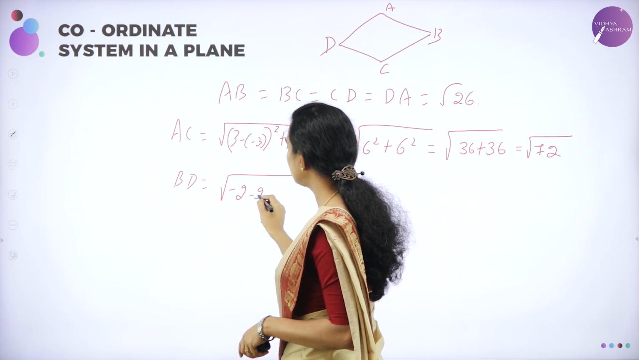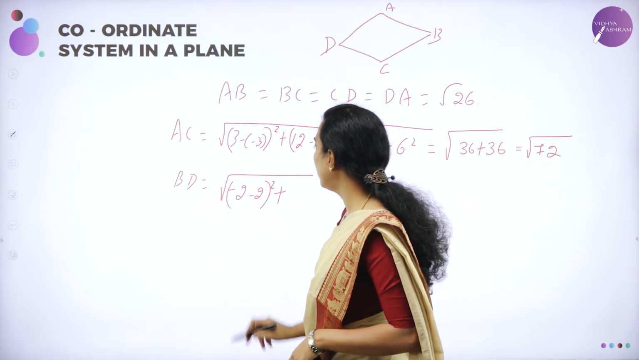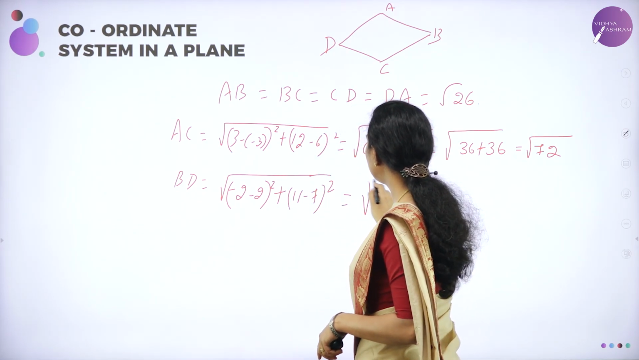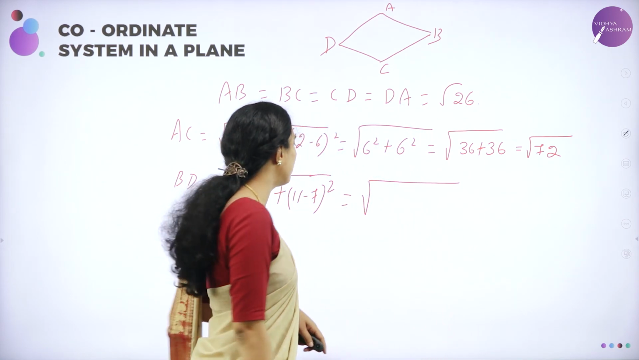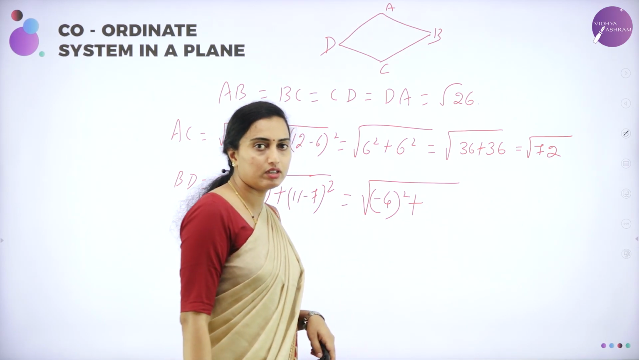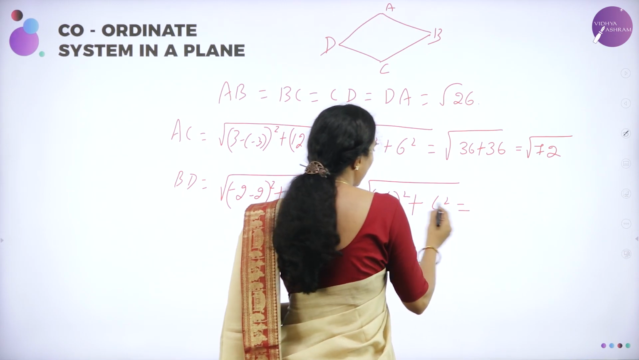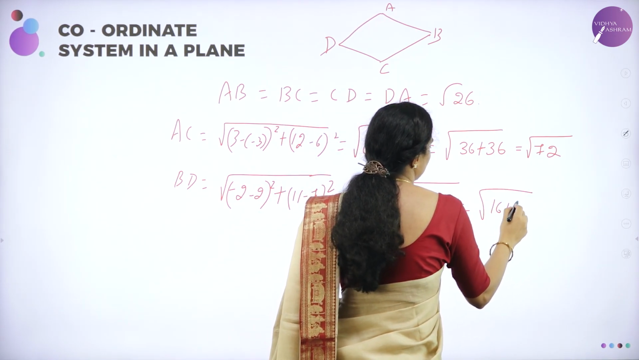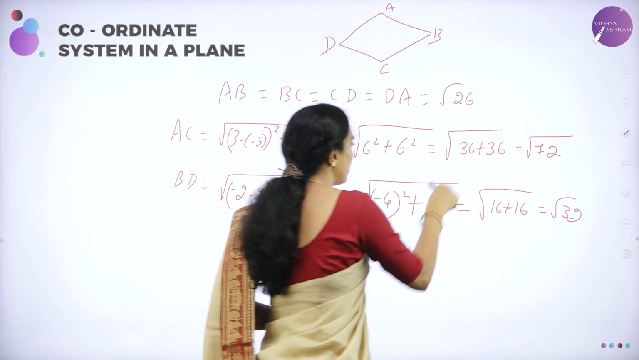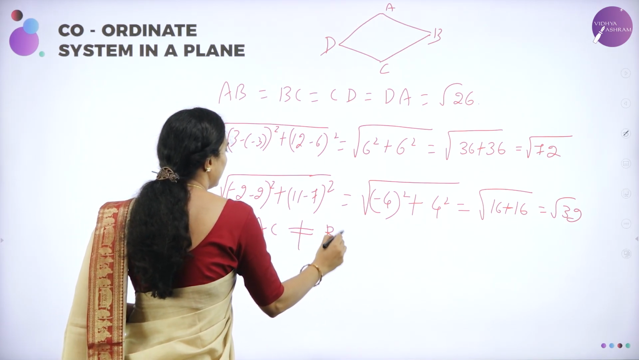Minus 2 whole square plus 11 minus 7 whole square will be equal to the square root of minus 4 square plus 11 minus 7. 11 minus 7 is 4, correct? 4 square is 16. So 16 plus 16 is equal to what? Square root of 32. Obviously, these two are not equal. Therefore, AC is not equal to BD.